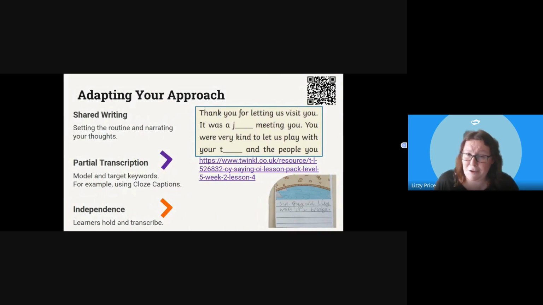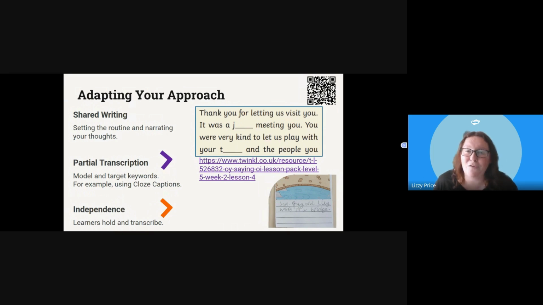You might start with modelled or shared writing, as we've mentioned. Here, your focus is carrying out the process and narrating your thoughts to teach learners the routine. Gradually, you will ask for their input to complete the task more and more together.